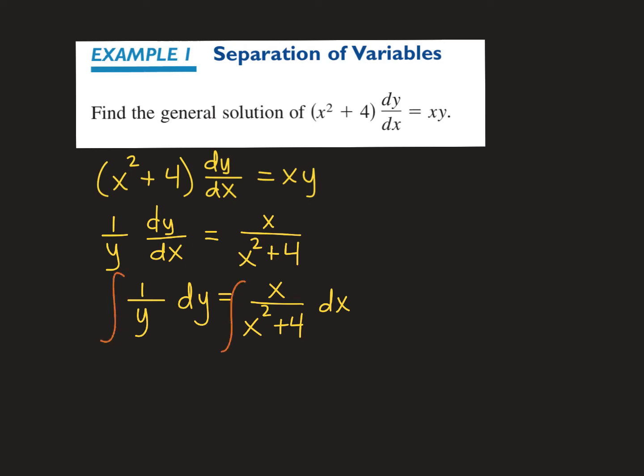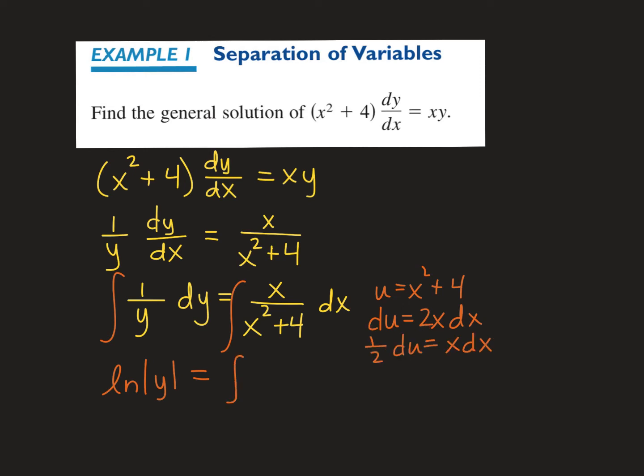So the integral of 1 over y dy is the natural log of the absolute value of y. Then on the right side, we can use a u substitution. If we let u equal x squared plus 4, then our du would be 2x dx. Now we don't have 2x dx, we just have x dx, so I will divide both sides of this by 2. So rewriting this integral, again, I haven't integrated yet, we'll have the 1/2 out in front. The x squared plus 4 is u, and then the x dx gets replaced with 1/2 du, so I'll put this as 1 du.